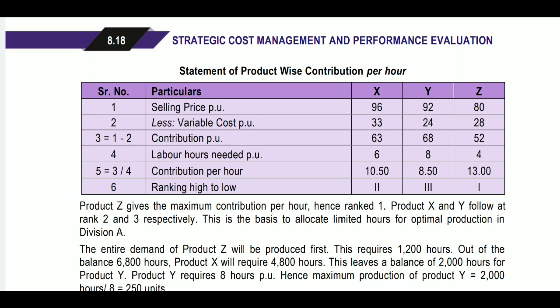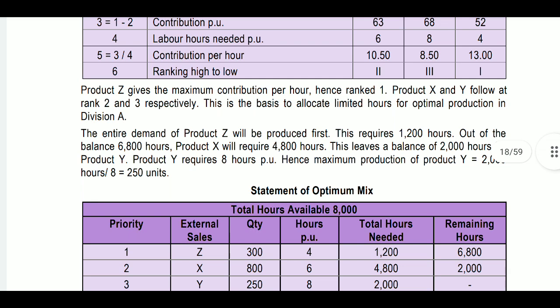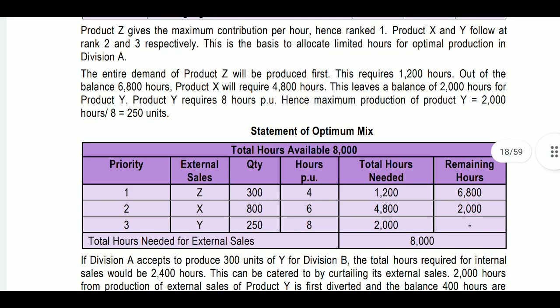And in that Y we will see whether it is for the outsider or for division B. If we provide it to division B, we will calculate the opportunity cost if we sell to the outside. That is the case. Next, the product that gives the maximum contribution is rank 1. So product Z is first, and X and Y follow at second and third. Based on allocated hours, the optimal production will be division A, and the entire demand for the first product will be produced first.